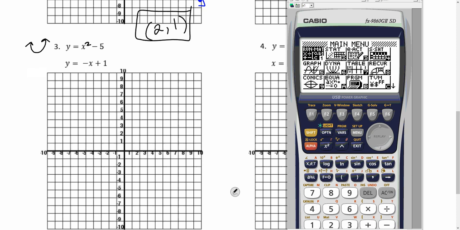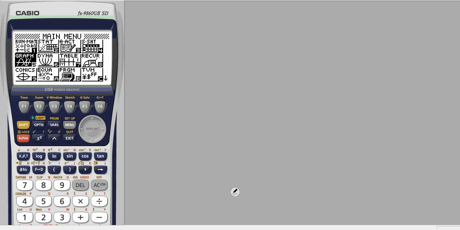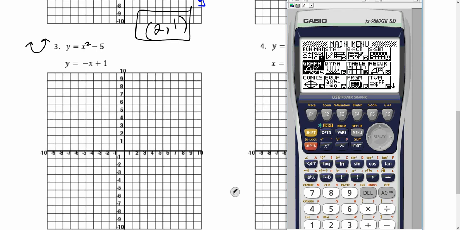So just make sure you guys, when you type this stuff in, you got to be inside the graphing option. Let me change the settings on this calculator. Can't see anything.